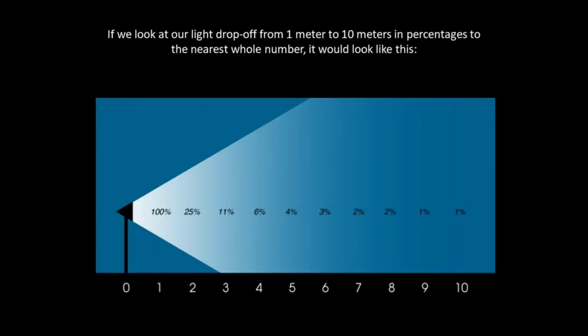If we look at our light drop off from 1 meter to 10 meters in percentages to the nearest whole number, it would look like this. There's a 75% drop in light from 1 meter to 2 meters, but only a 5% drop in light from 4 meters to 10 meters.